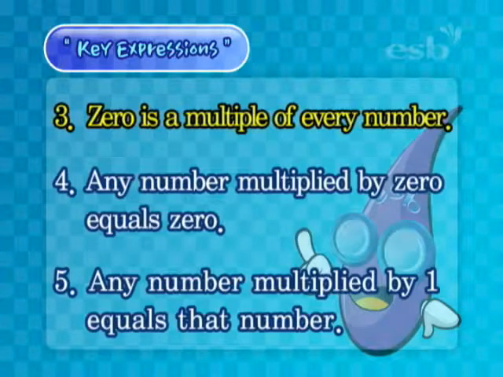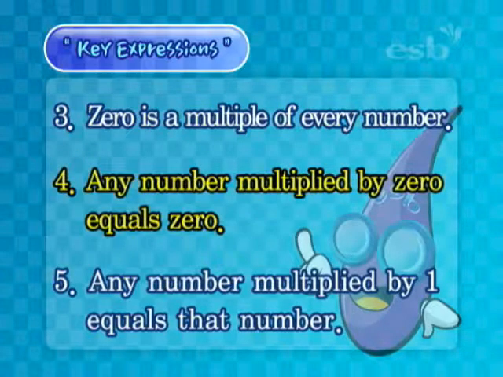Number 3. 0 is a multiple of every number. Number 4. Any number multiplied by 0 equals 0.